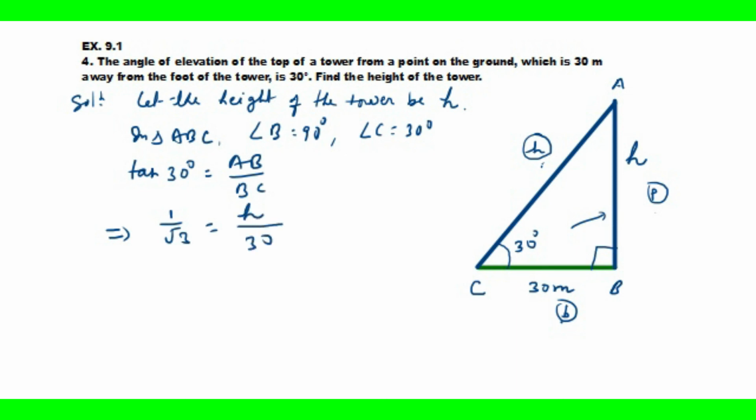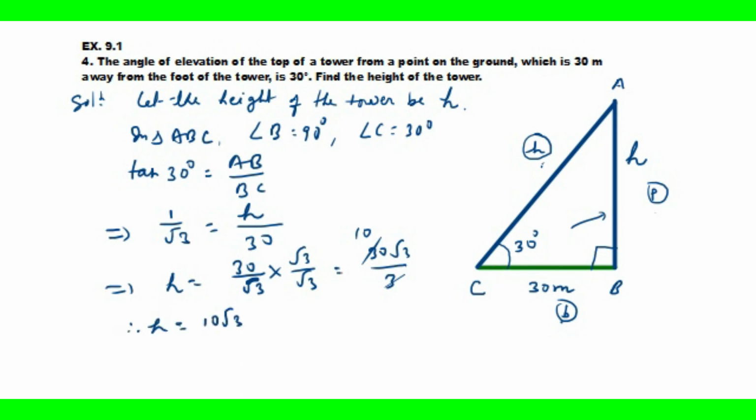By cross multiplication, you will find h is equal to 30 by root 3. But whenever you get an irrational number in the denominator, you must rationalize it to get the real value. So rationalize it by multiplying by root 3 over root 3. You will get 30 root 3 divided by root 3 into root 3, which is 3, and the 3 cancels, so 10. So h is equal to 10 root 3.